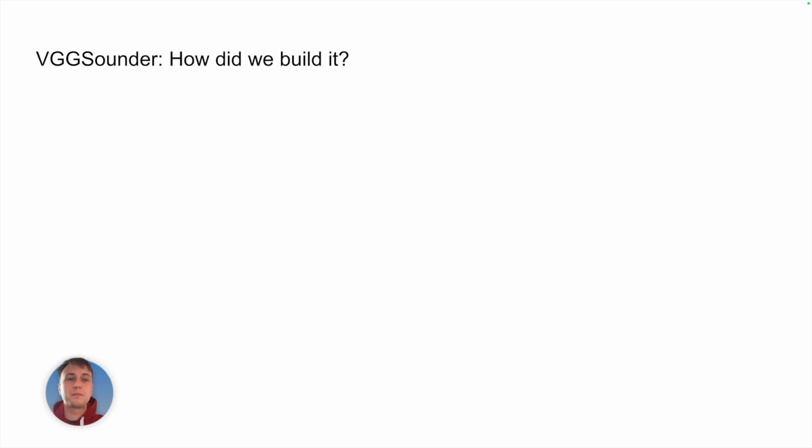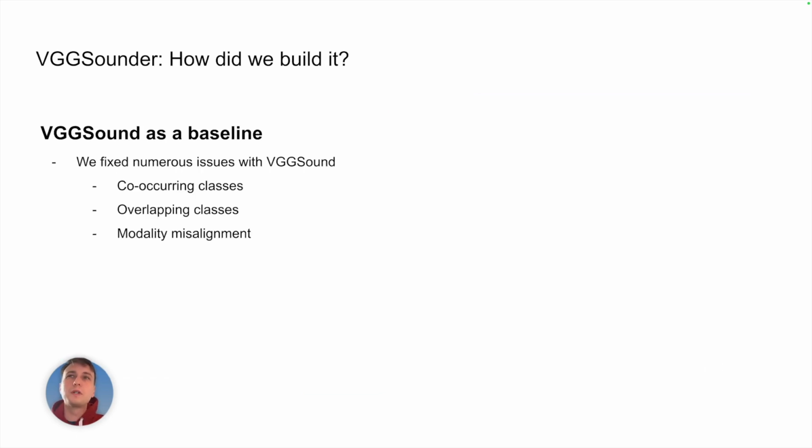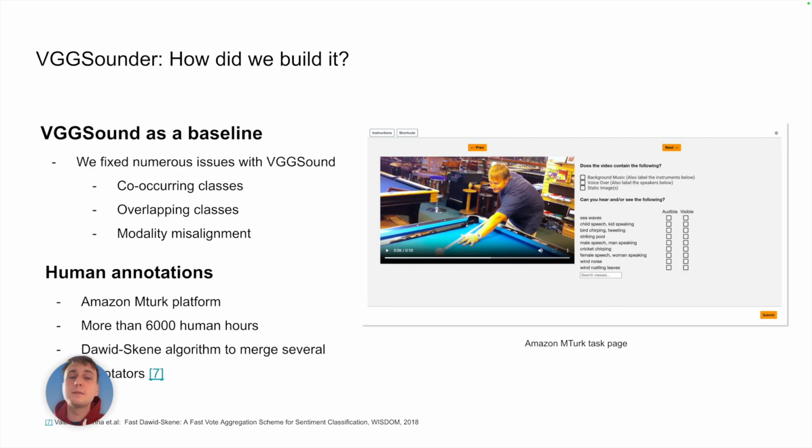So you probably wonder, how did we build this dataset, right? We started with the widely adopted, community-recognized VGGSound dataset. Then we identified and fixed several issues with it, such as co-occurring classes, overlapping classes, and modality misalignment, and then we ran two independent pipelines in Amazon MTurk. One adds modalities to pre-existing VGGSound labels, and the second one extends them with new classes.